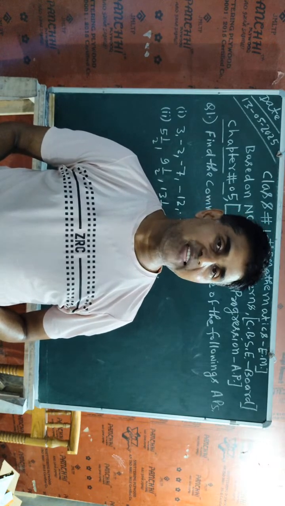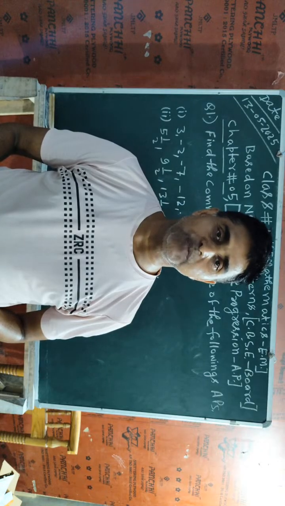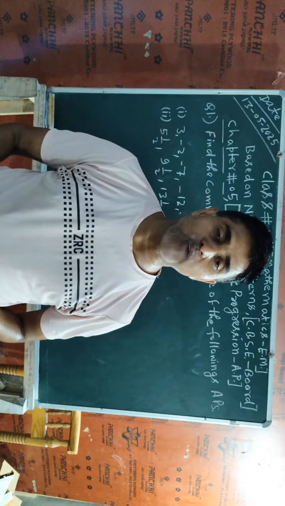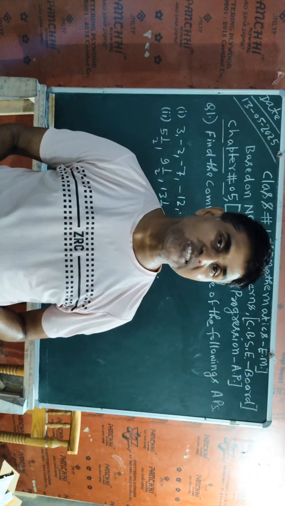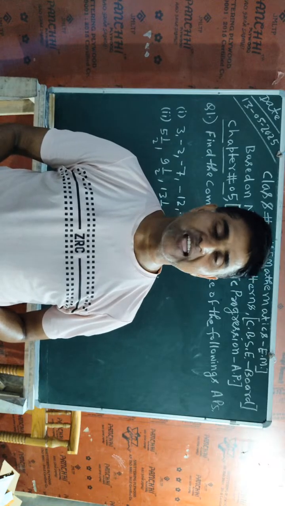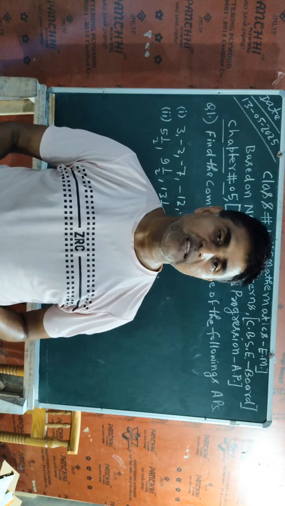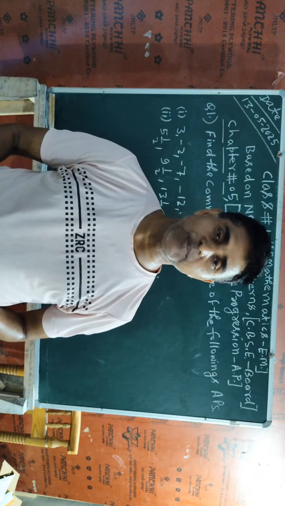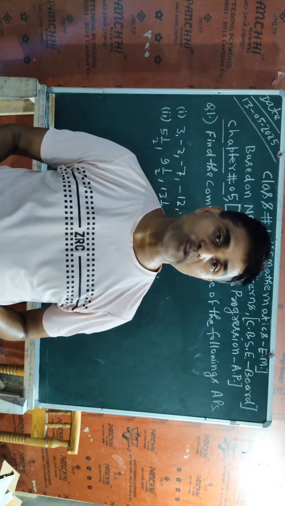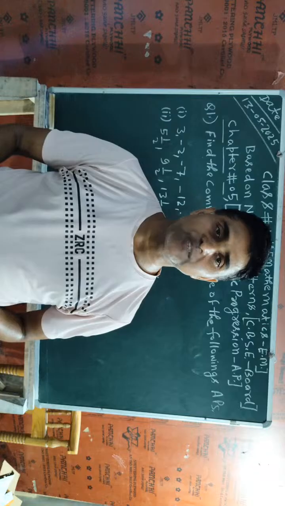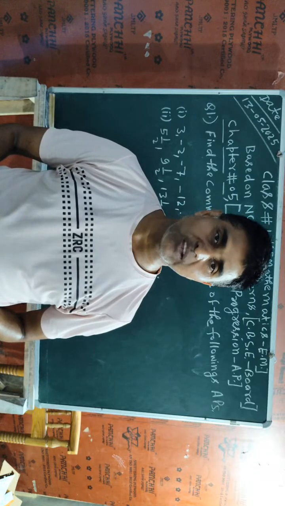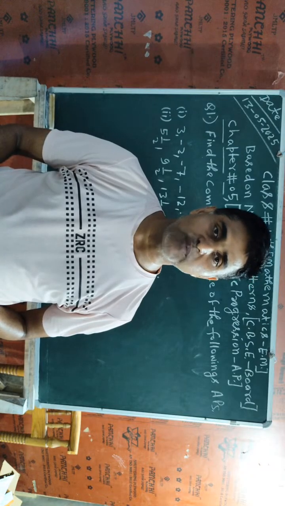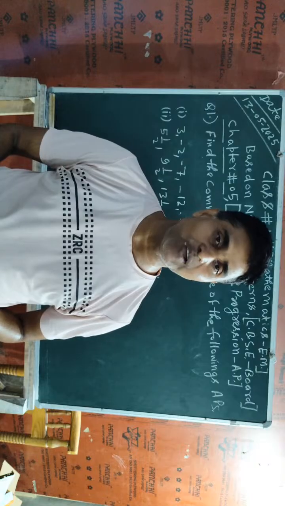I have also described the relationship between progression and sequence. You have to remember that each and every progression can be a sequence, but we cannot say that each and every sequence can be a progression. Now I have also explained the concept of arithmetic progression. Further, when I solve the numericals from the textbook, at that time I will again explain.